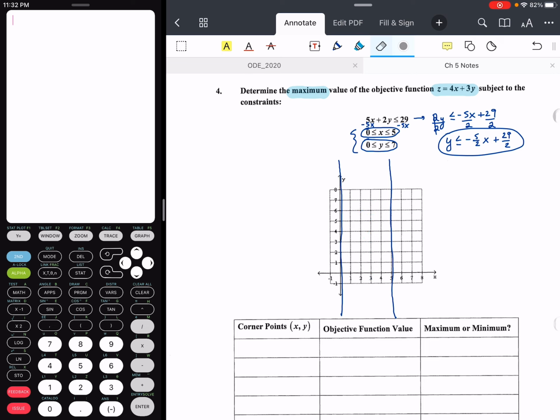All right, and then for y equals 0, that would go there. And for y equals 7, that would go there. And 0 is less than or equal to y is less than or equal to 7. So right now, if I were to shade just for these constraints, I would just shade inside that rectangle. So that's where I'm living right now.